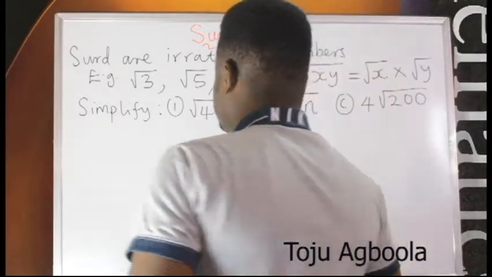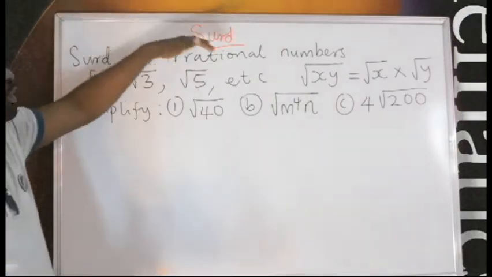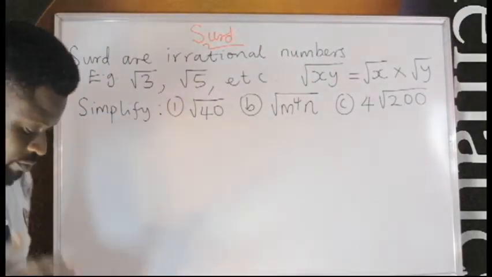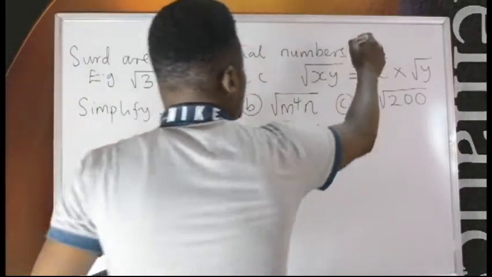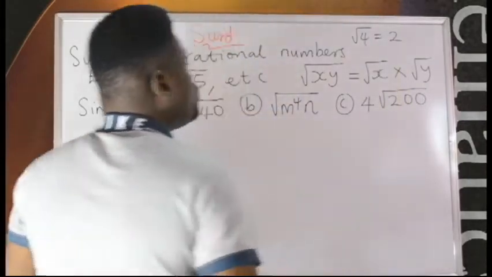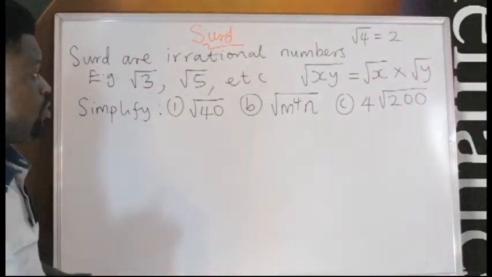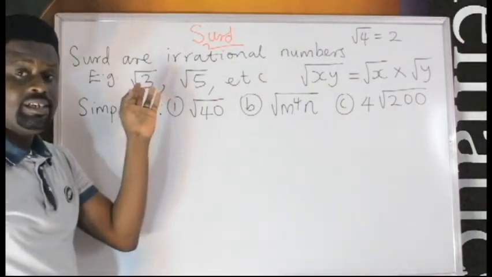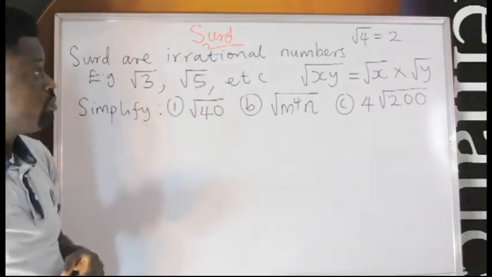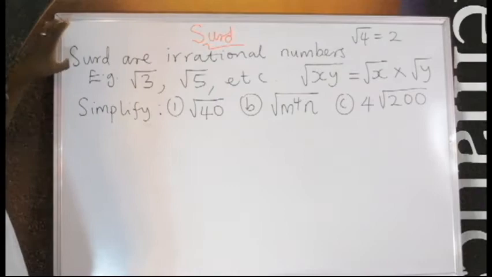Let me get my marker. What is a surd? Surds are irrational numbers. What do I mean by an irrational number? The square root of 4 is 2. The square root of 25 is 5. But the square root of 3, you don't know. The square root of 5, you don't know. So the square roots of 3, 5, 7 are called surds.